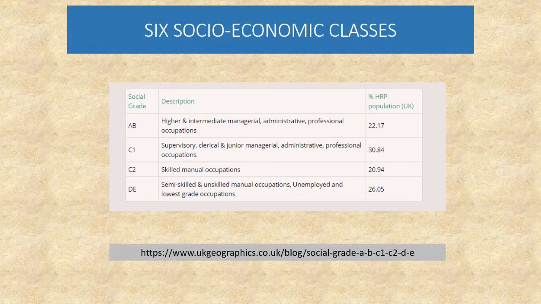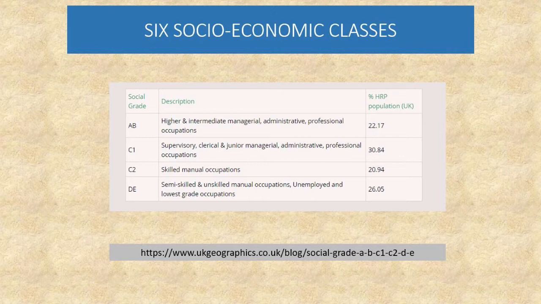So essentially, this is the traditional way of doing it. There are six socio-economic classes. On the left-hand side there, you've got A, B. So whoever's done this, they've put the two together. A and B, they've squeezed together. And then you've got C1, C2, and then D and E. And again, D and E have been squeezed together.